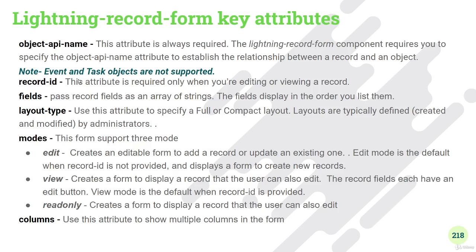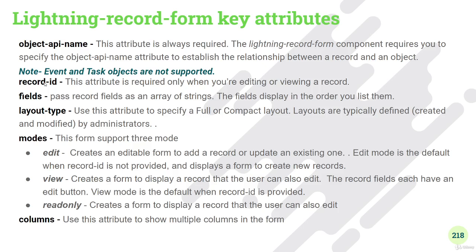Okay, the second attribute is the record ID. This attribute is required only when you are editing or viewing a form. For creating it's not required, but for editing or viewing with the Lightning Record Form, this attribute is very much needed. Then we have the fields. We have to pass the fields as an array of strings. Fields tell the form what fields you need to render in the form, and these fields display in the order you list them in the JavaScript. Okay, we'll see everything one by one. That time it makes more sense instead of theory.